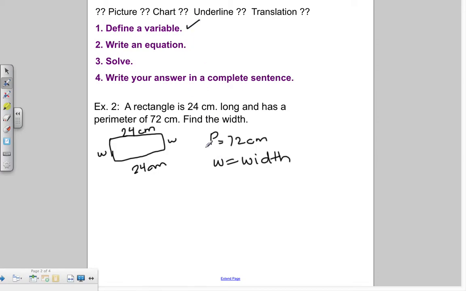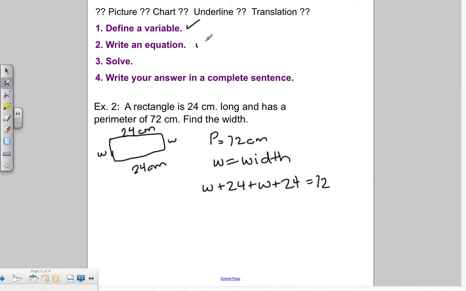Write an equation. Well, that's where perimeter comes in here. What do I do to find the perimeter? That's the distance around the figure. So the easiest way to do it would be W plus 24 plus W plus 24. Some people might do it a little fancier way, which is absolutely okay. We'll still get you the right outcome, but you do need to write some sort of equation for perimeter. So I'm going to write W plus 24 plus W plus 24 equals 72, because that was my perimeter.